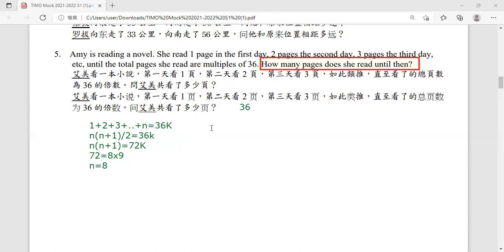So if I put an 8, you will find that 1 plus 2 plus 3 plus 4 plus 5 plus 6 plus 7 plus 8 exactly equal to 36, which is a multiple of 36. So n is 8, and the total pages read is 36.